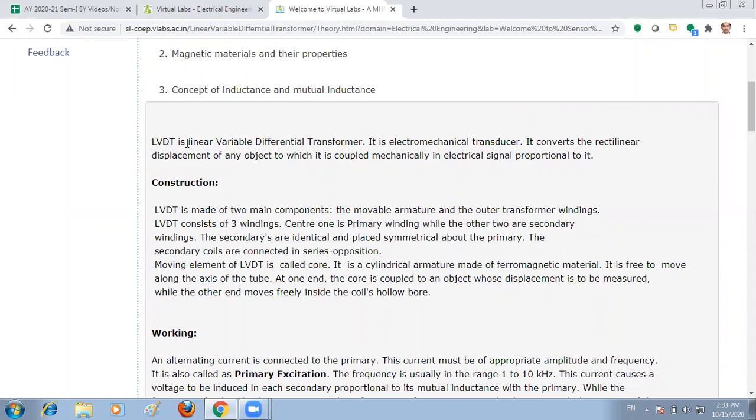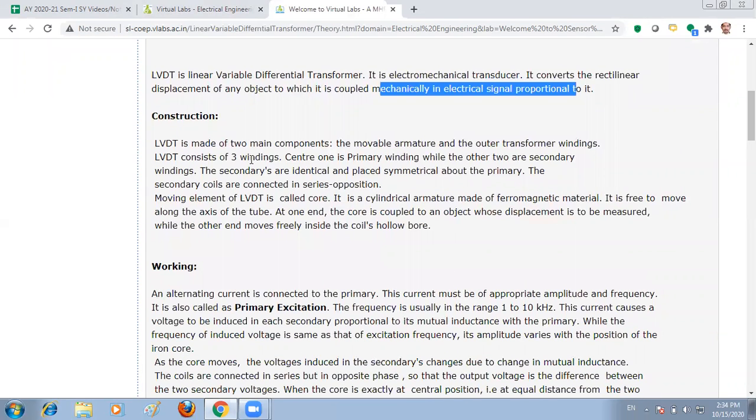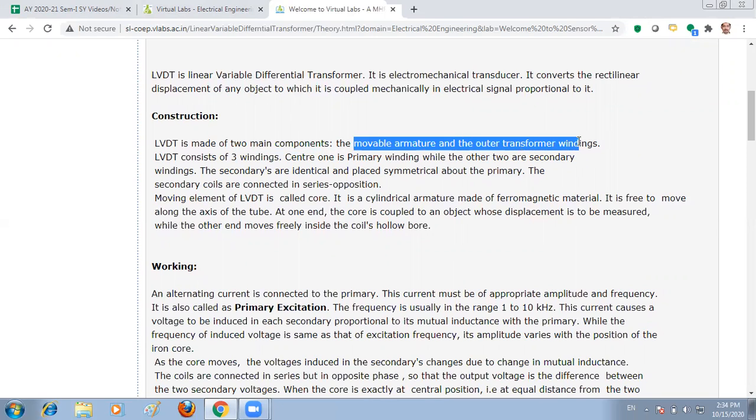LVDT is a linear variable differential transformer. It is an electromechanical transducer. It converts the rectilinear displacement of any object to which it is mechanically coupled into an electrical signal proportional to it. Construction: it consists of two main components, one is a movable armature and the other is the outer transformer windings. Basically, it consists of three windings.